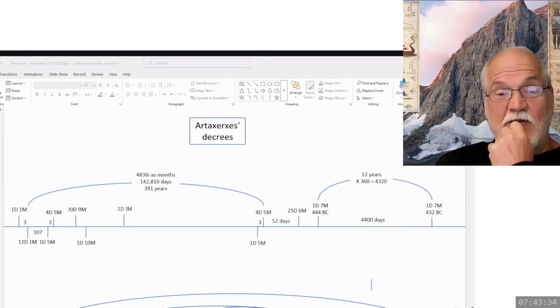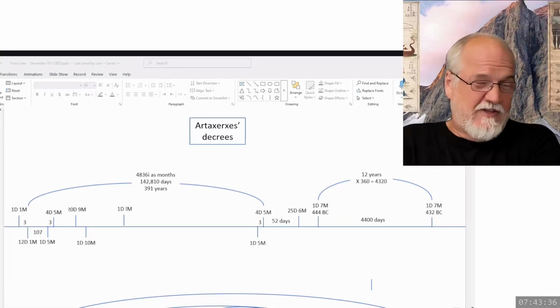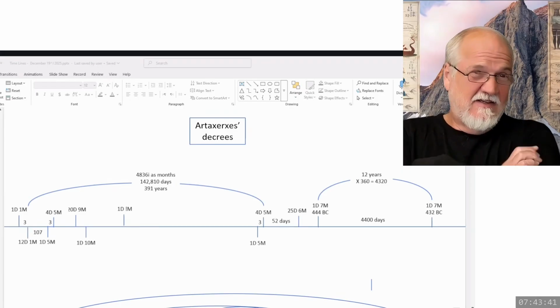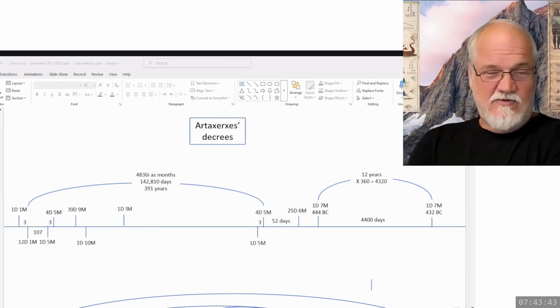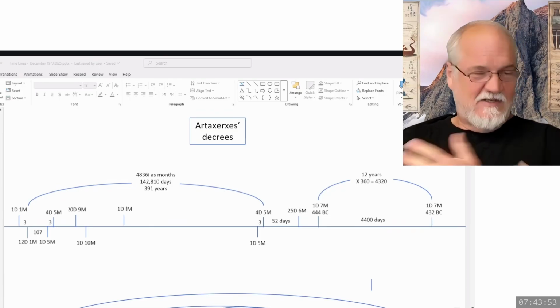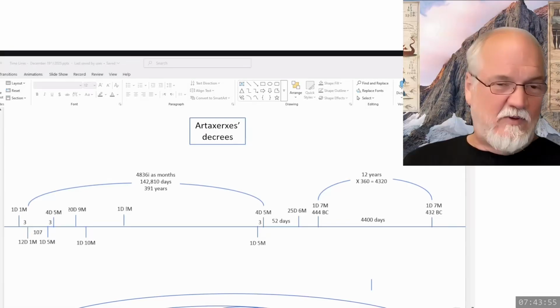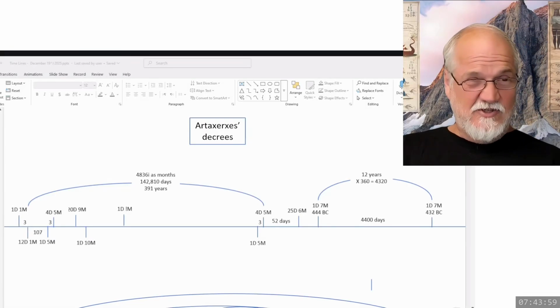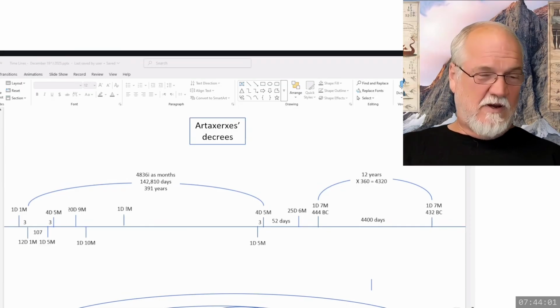Okay, so anyway, we have some mathematical things that we have to sort out, but we can see the basic idea of Artaxerxes' two decrees, and then the 12 years later in 432, that these are all related together. Obviously, we know they are in the Bible, but we also can tie this to our history, to Trump.